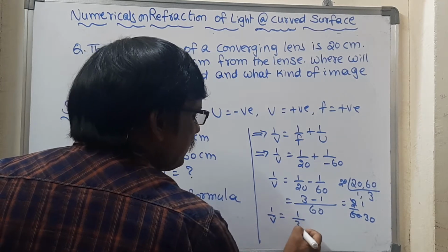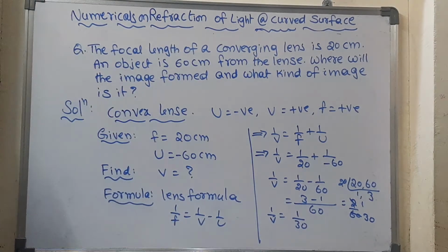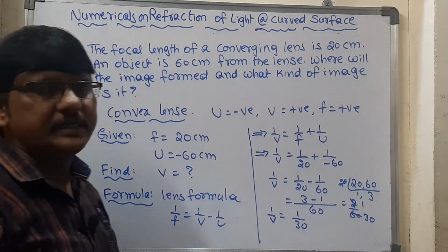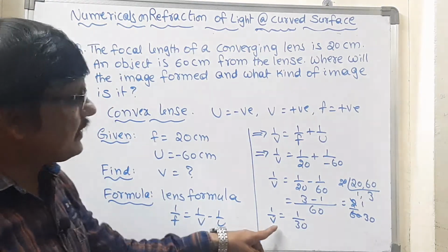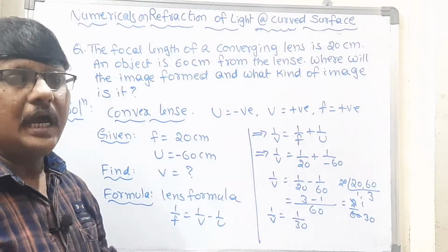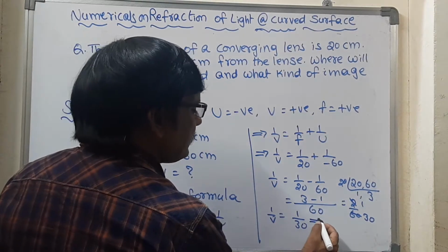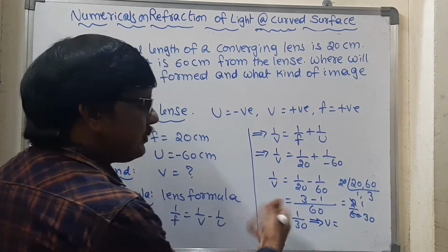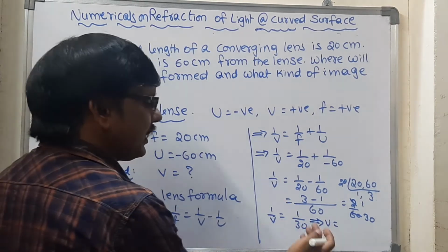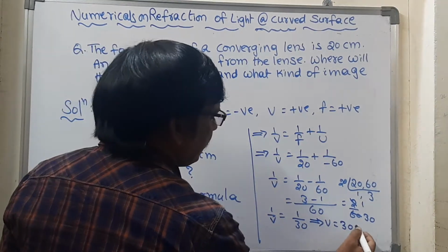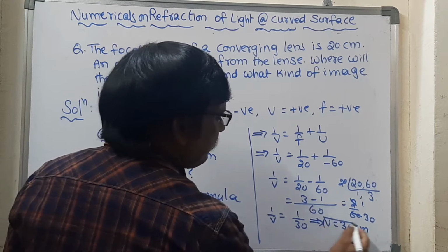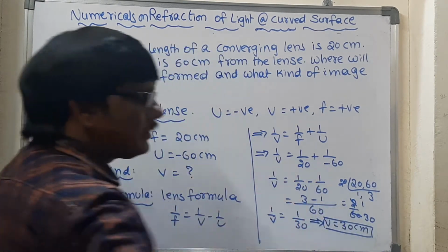You are never supposed to leave the answer like this. 1 by v is equal to 1 by 30 is not the answer, because it is not asking for the reciprocal of the image distance. It asks only for the image distance. So v is equal to the reciprocal, v by 1. v is equal to 30 centimeters. This is the image distance.